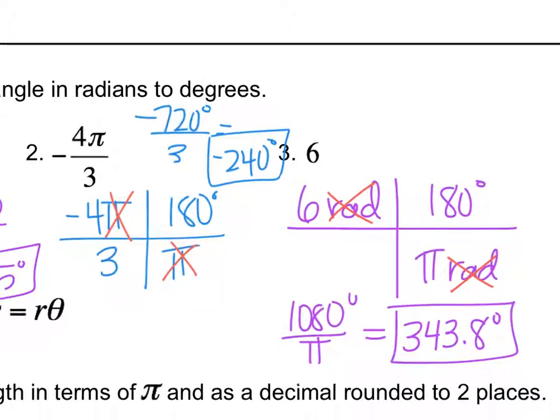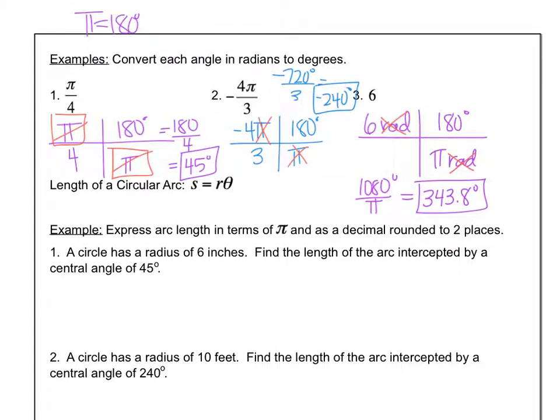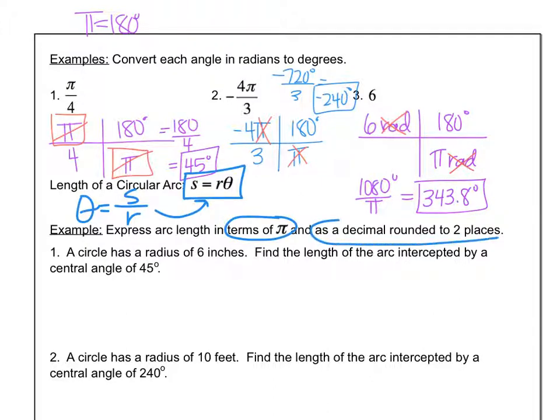And then the last part is just taking that formula that we had on the other page. The formula said that the angle measure is the arc length over the radius. They've just solved this for arc length instead. So if they give you a problem and you want to find arc length, we can do that now. This one says express the arc length in terms of pi and as a decimal rounded to 2 places. So we're going to have 2 parts to the answer.